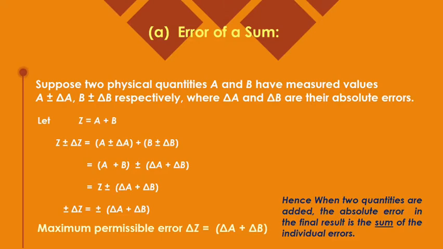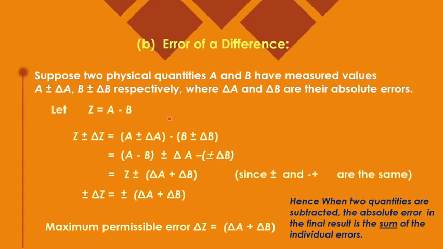Now if I go ahead with another case, that is the error of a physical quantity which depends upon the difference of two physical quantities. Now Z equals A minus B, while the rest of the suppositions are the same: A and B are the given physical quantities which I am measuring by any device, and delta A and delta B are their absolute errors. So if Z equals A minus B, you get Z plus minus delta Z equals A plus minus delta A minus of B plus minus delta B.